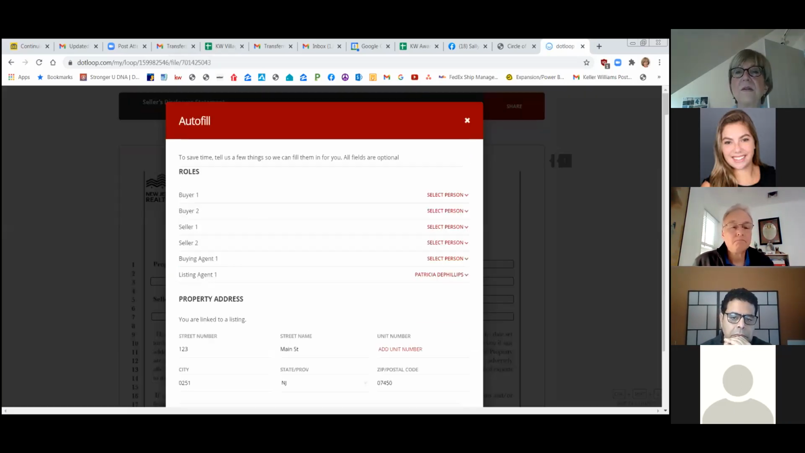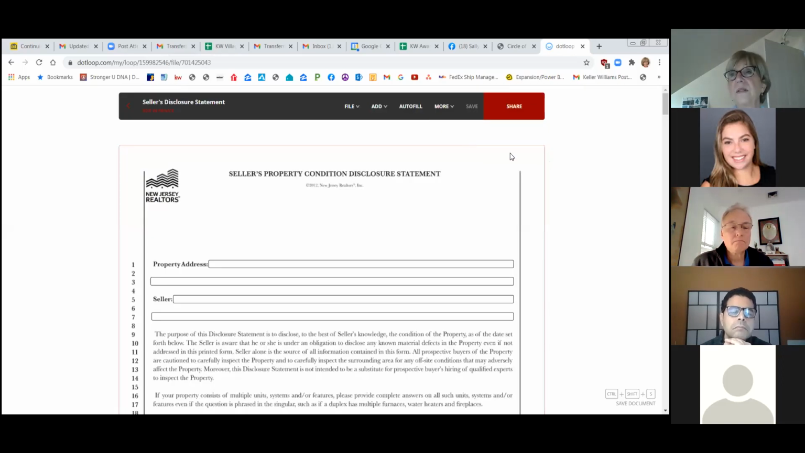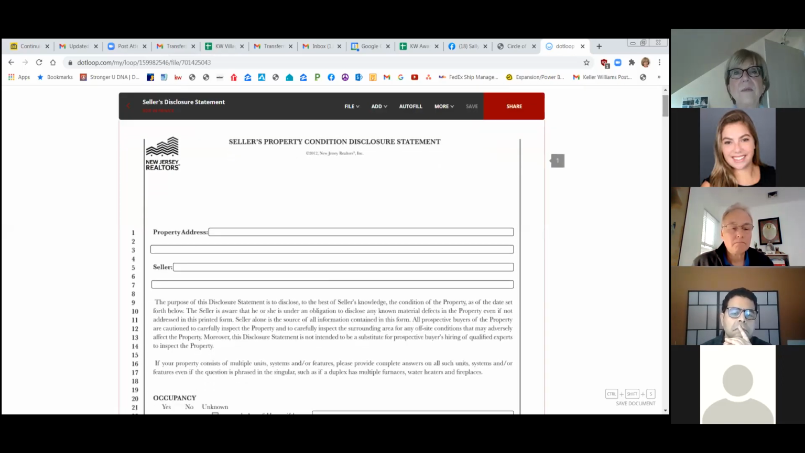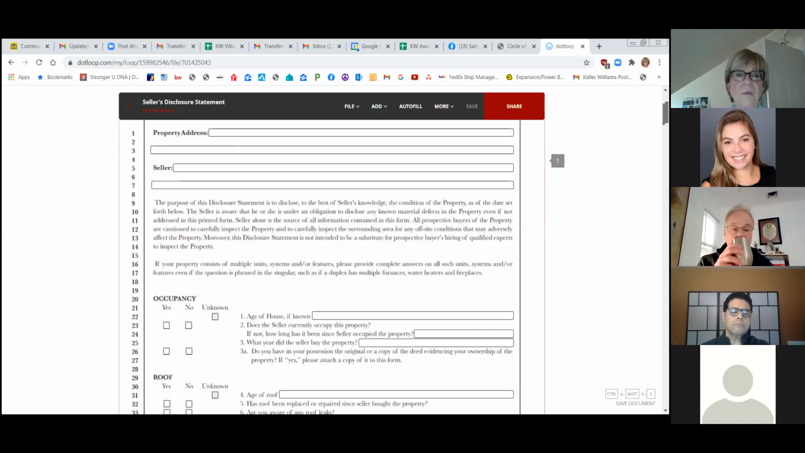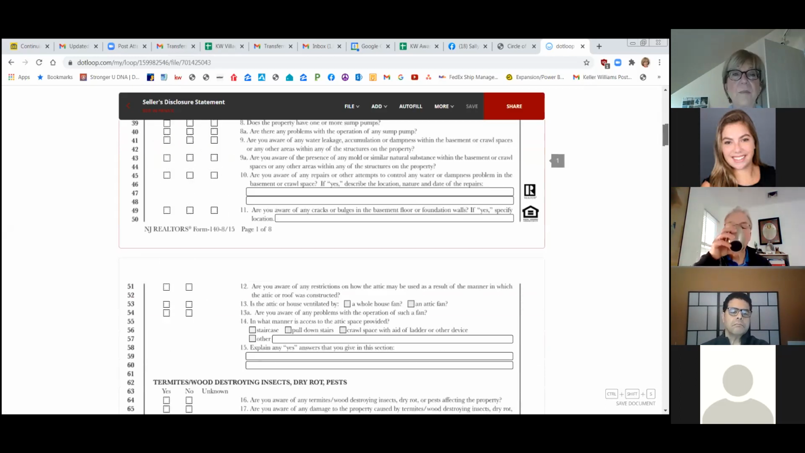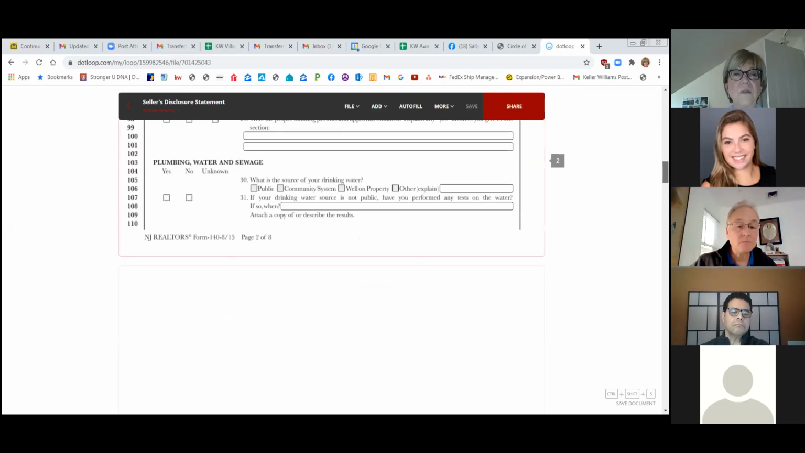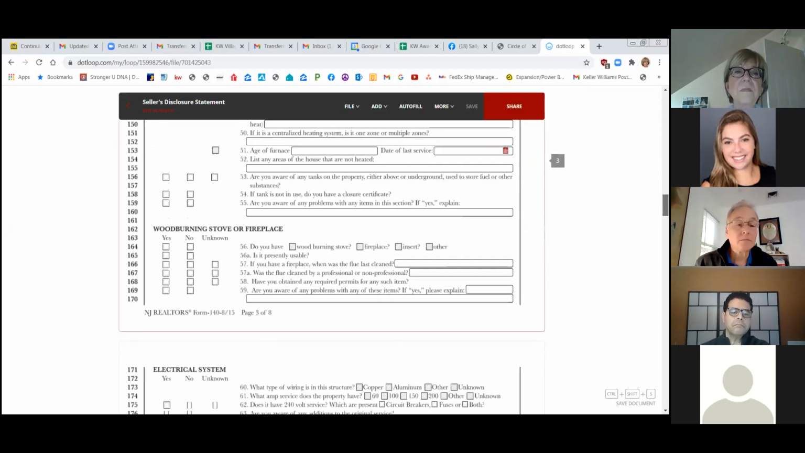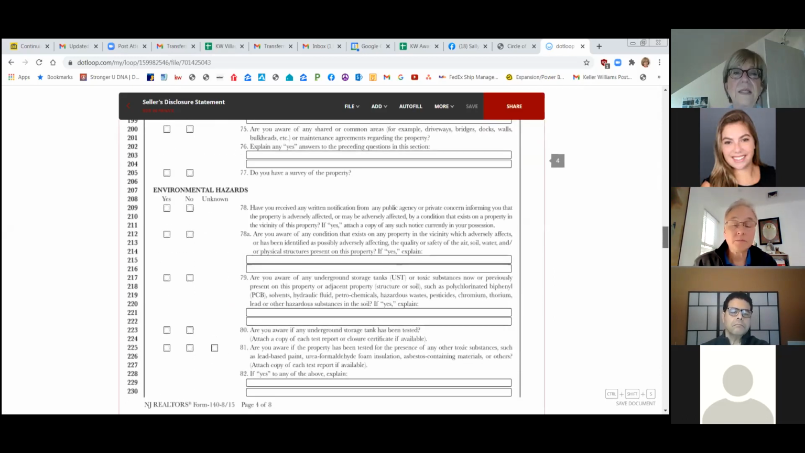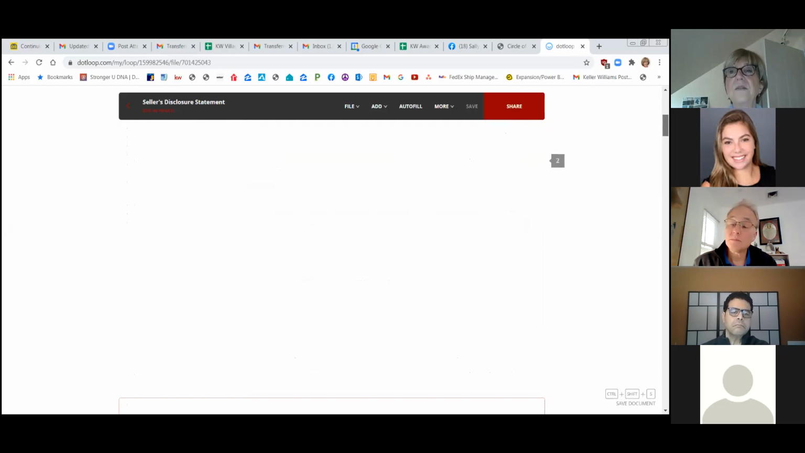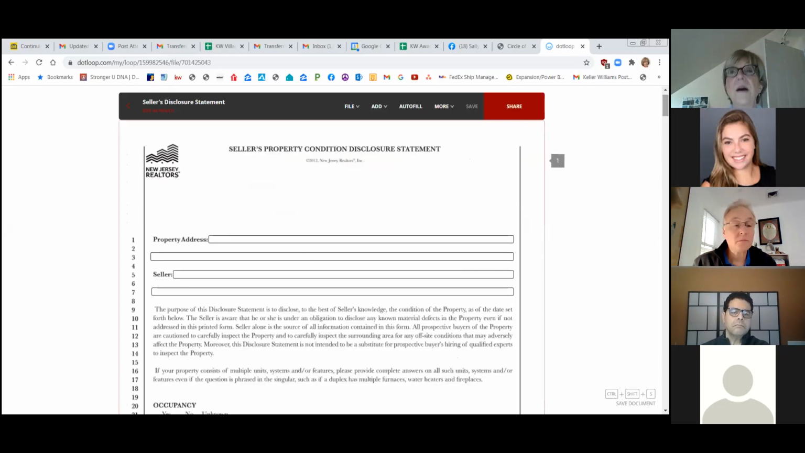So seller disclosure, this is super important. It is not a required document by the state of New Jersey, but it is a document that we absolutely want you to have your sellers fill out. And it's a series of questions. It's pretty lengthy, but they're easy. It's just check boxes for the most part and a few fill in the blanks. But the seller is tasked with answering these questions honestly.